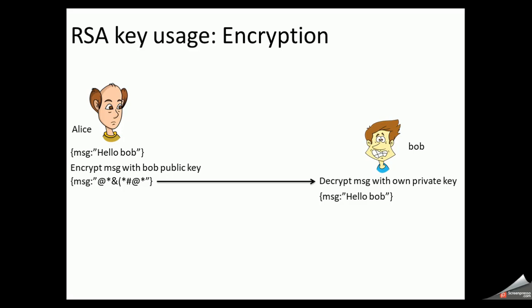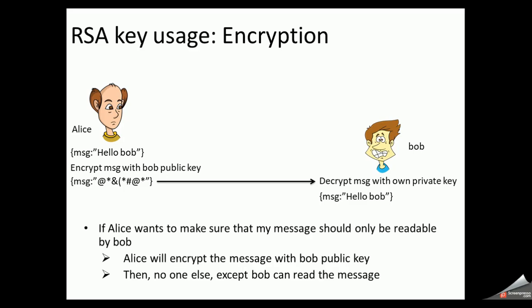Now, the important thing to note in this encryption is that if Alice wants to make sure that her message should only be readable by Bob, only then she will encrypt the message with Bob's public key. In that case, no one else will be able to decrypt that message. Here I have written that it should only be readable instead of should only be delivered, because Alice can expect that the message can be delivered to a wrong address, or maybe it can be reached by some hacker or any other guy.